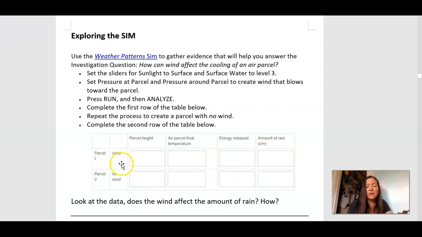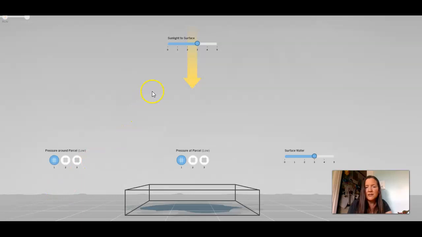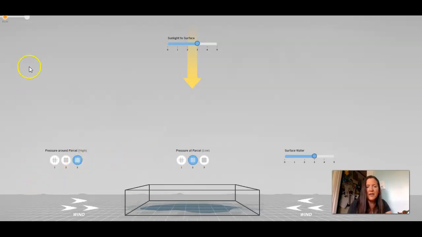Now I'm going to go back and I'm going to run the one with the wind again so that we can see that one more time, how that was impacted. Okay, I'm leaving my sunlight alone. I'm leaving my surface water alone. I think I gave myself a little pressure at the parcel, and I gave myself a lot of pressure around the parcel last time. Let's run it.